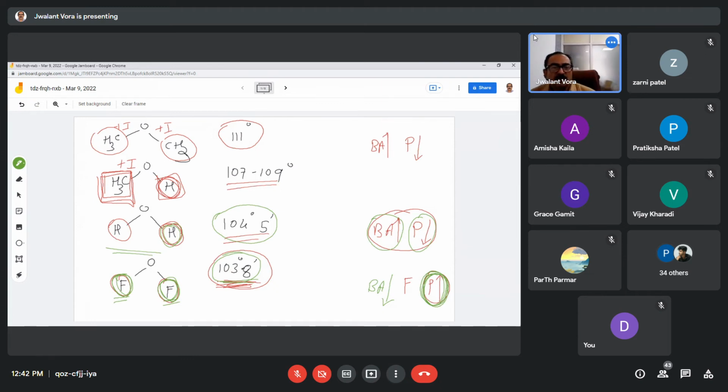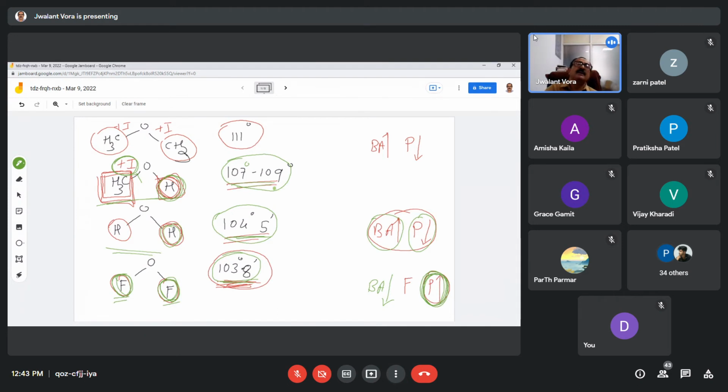With methanol, one more step ahead. One hydrogen atom is there. The hydrogen atom is less electronegative, but still has some tendency to attract the electron pair towards itself. But the second group has been replaced by the methyl group. The methyl group doesn't have the tendency to attract the electron. On the contrary, it has a plus inductive effect, so it will donate the electron to the central atom. So the P character value further decreases, which further increases the bond angle from 104 degree 5 minute to 107 to 109 degree.